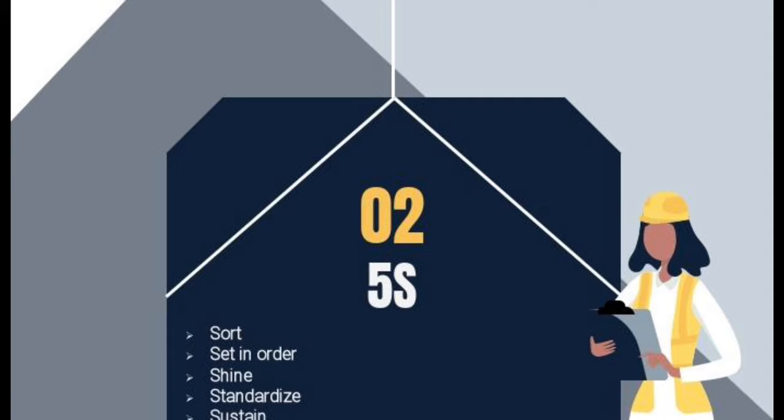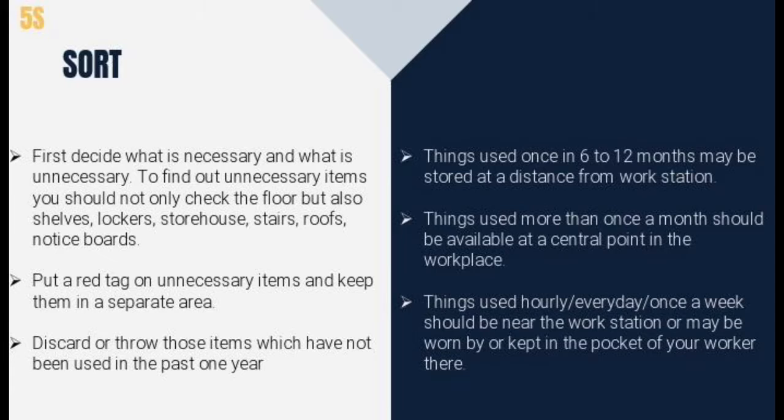5S. Sort. First, decide what is necessary and what is unnecessary. To find out unnecessary items, you should not only check the floor but also shelf, lockers, storehouse, stair, roof, notice board. Put a red tag on unnecessary items and keep them in a separate area. Discard or throw those items which have not been used in the past 1 year. Things used once in 6 to 12 months may be stored at a distance from workstation.